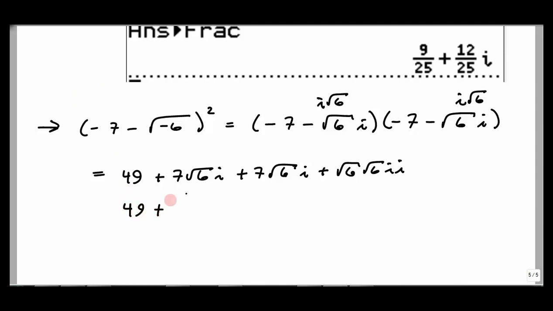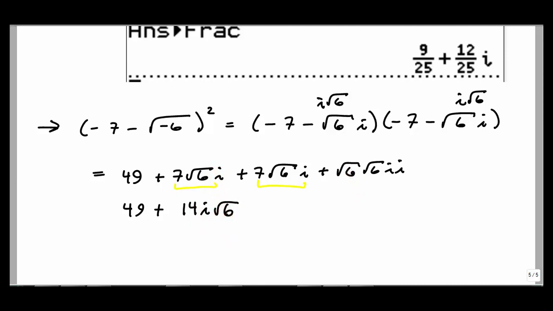49 plus, now here I have a 7 root 6i and 7 root 6i, so these are like terms. I can combine these. Well, 7 plus 7 is 14. And just for clarification, I want to make sure that i is not under the radical. I'm going to pull it out front, and remember you can see it written either way.